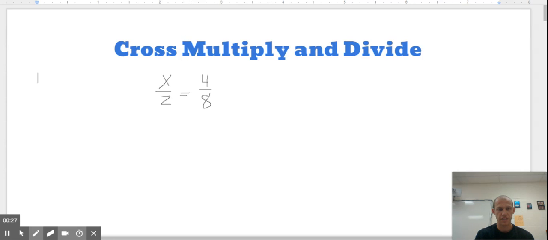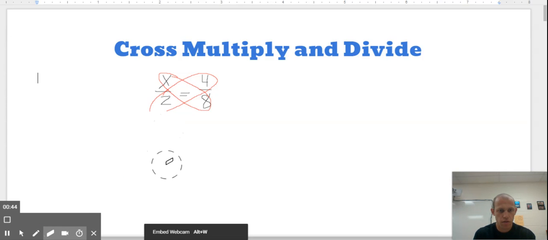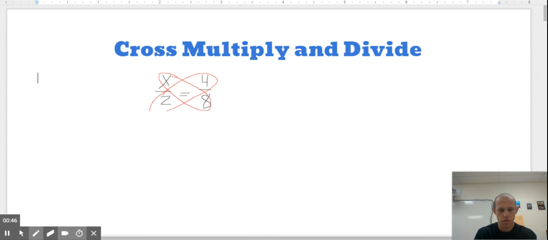What the cross multiply and divide method says is to take the things you have that are across from each other and multiply them together. So let's take x times 8. So x times 8 would be 8 x's, 8 apples. 4 times 2 would be 8.